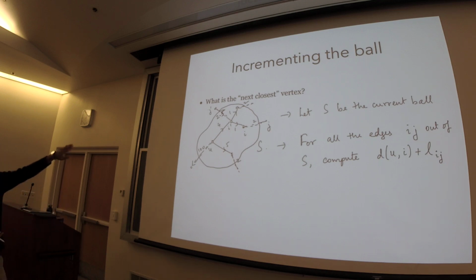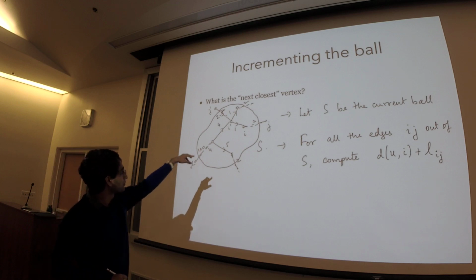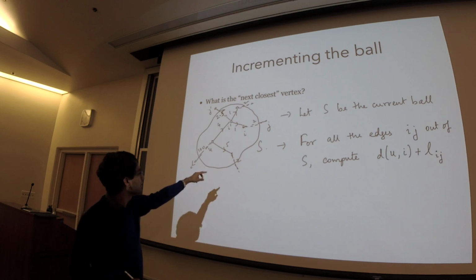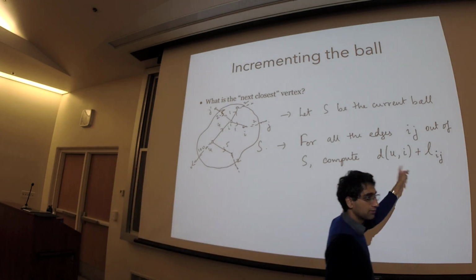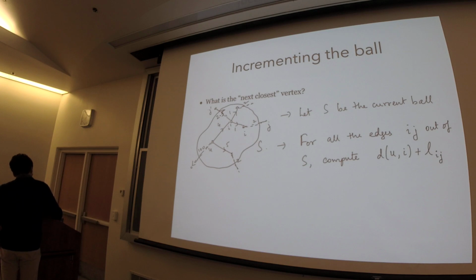Okay, so for every edge out, you compute the distance from U to I. This is a quantity that you already know, right? So I is some vertex that was inside S, and J was the vertex that was outside. And I'm trying to compute this one, and pick the J that has the least such value. You add J to S.